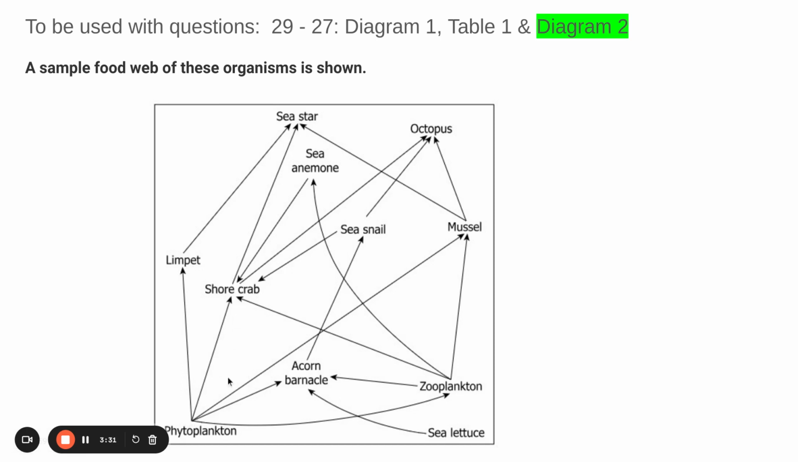It's eaten by the shore crab. It's eaten by the mussel. It's eaten by the acorn barnacle. And it's eaten by the zooplankton. So the zooplankton is another one of your primary or first order consumers. Second order consumers, we also have two of those. So we could see that the sea star is a secondary consumer. We could see that, here the lines go crazy, crazy, crazy.